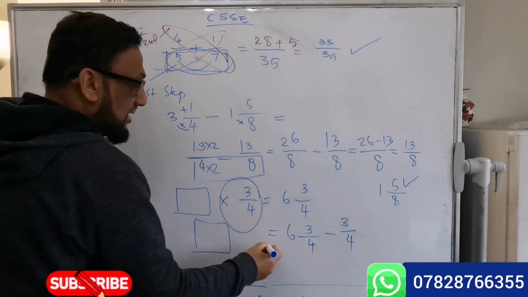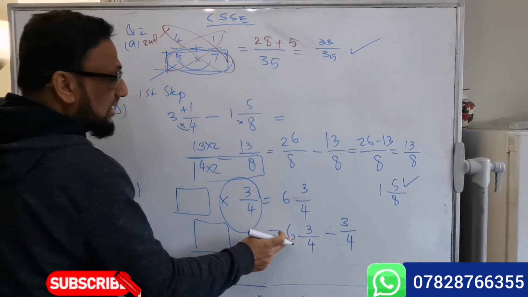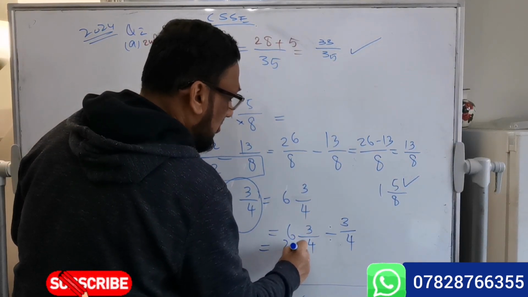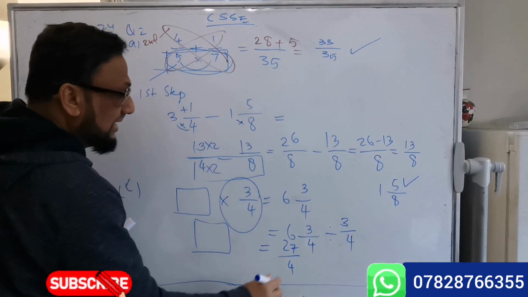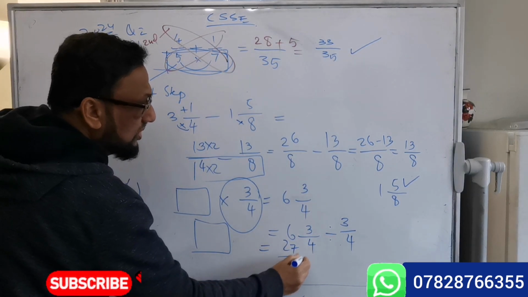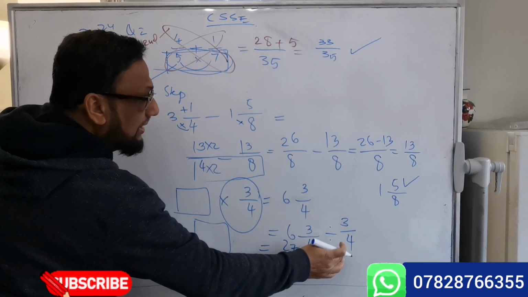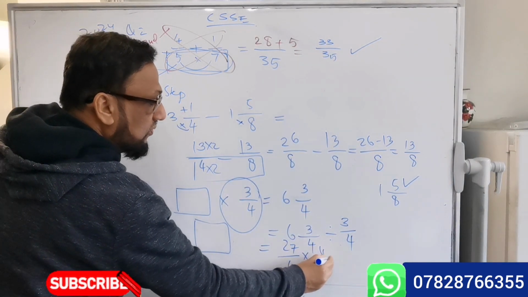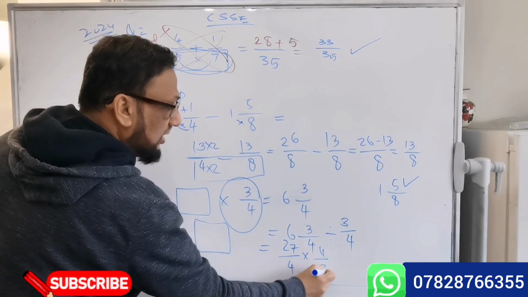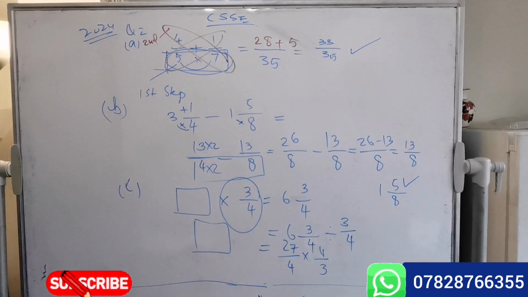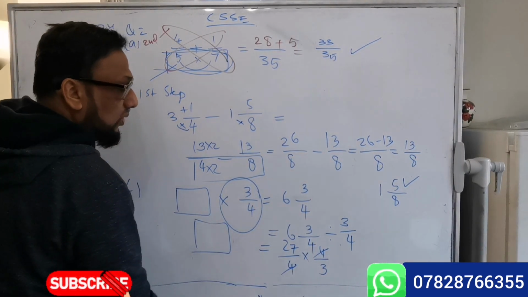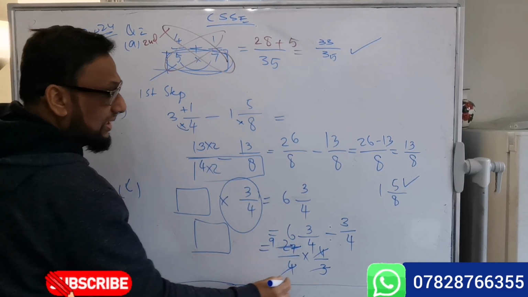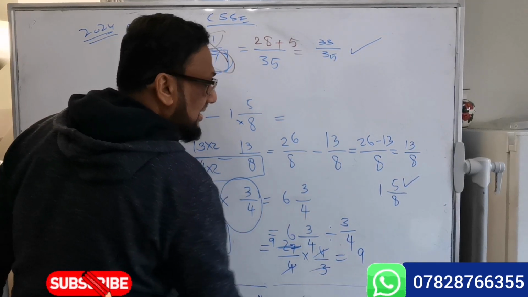Now the next step, very simple. 6 times 4 is 24, 24 plus 3 is 27. So 27 over 4. The divide sign is going to be changed to times, and if you change to times, the fraction is going to be flipped, 4 over 3. Now look at this one. This 4 cancels with this 4, and 27 divided by 3 is 9. So it means your answer is 9.